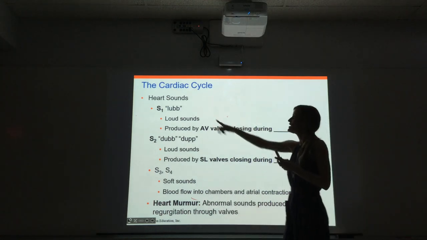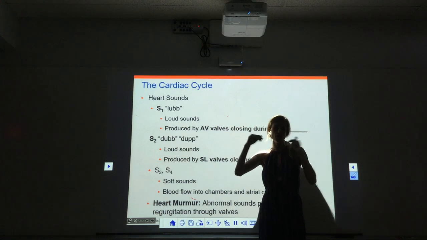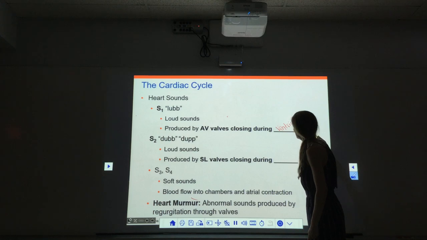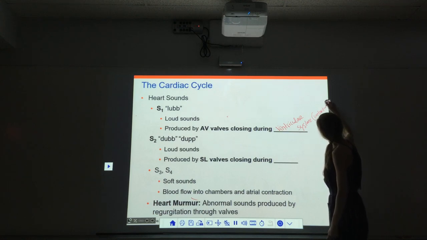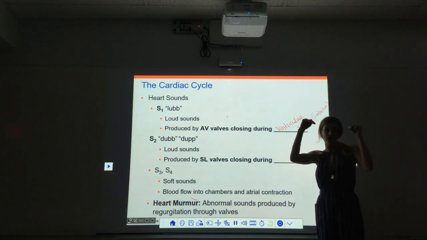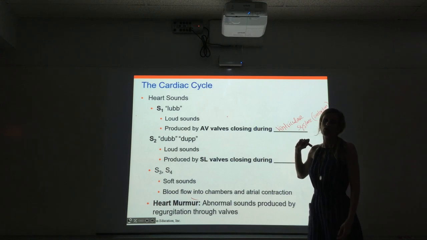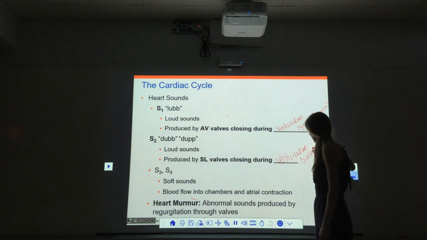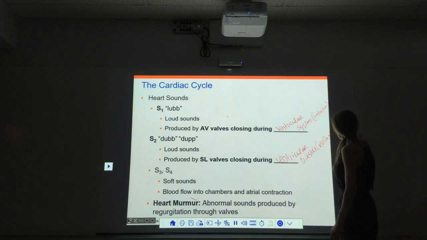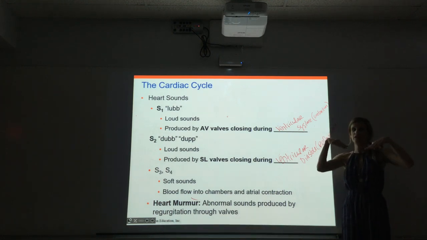S1 is produced when the AV valves close. Those atrioventricular valves snapping shut is that first sound that you're gonna hear. When does that happen? During ventricular systole, which is what? Contraction, right? During the first phase of ventricular systole, pressure starts to rise and we snap the AV valve shut. S2, the second sound, is produced by the semilunar valves closing. When do the semilunar valves close? During ventricular diastole, which means what? Relaxation. Okay, so those sounds that you're hearing when you listen to the heartbeat correspond to ventricular activities. The ventricles contract, the AV valves snap shut. The ventricles relax, the semilunar valves snap shut. That's what you hear.